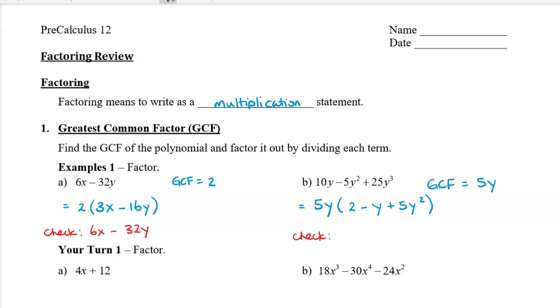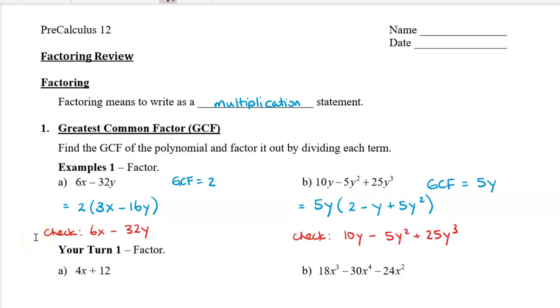If we distribute the 5y back into the brackets, we get 5y times 2, which is 10y. 5y times negative y is negative 5y squared. 5y times 5y squared is plus 25y cubed. So we have factored it out correctly.